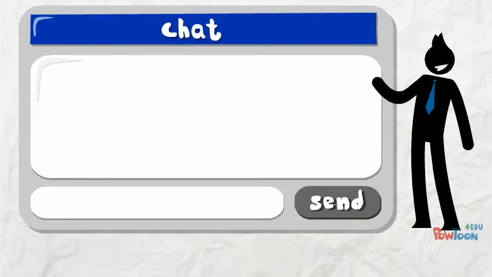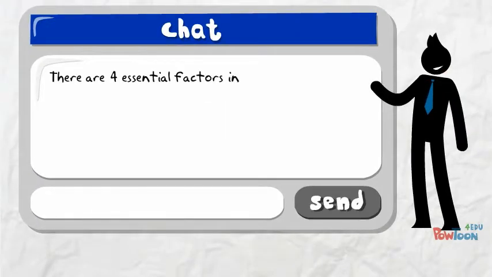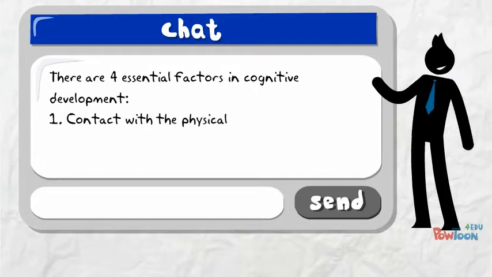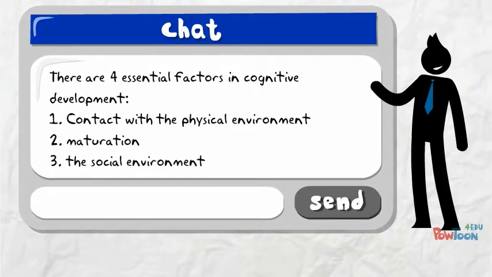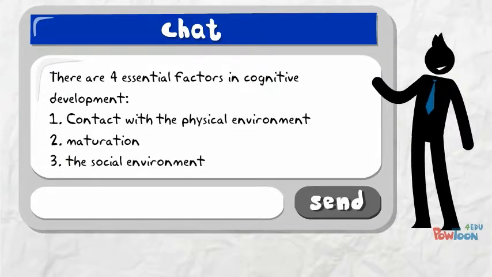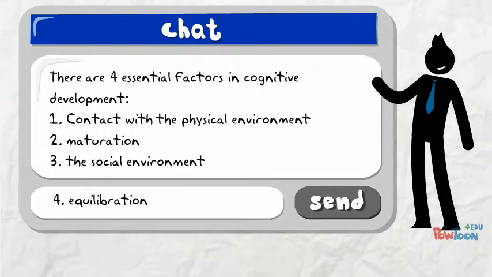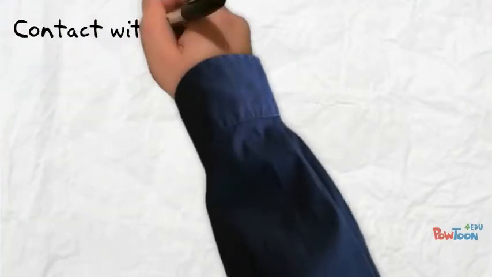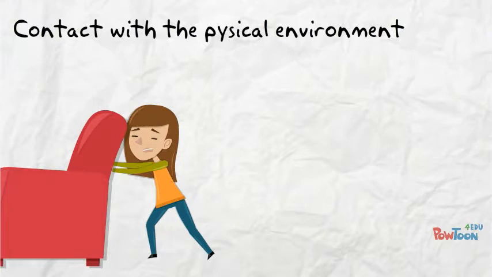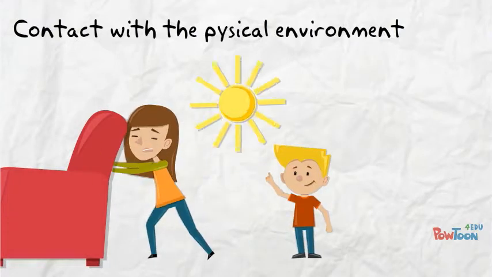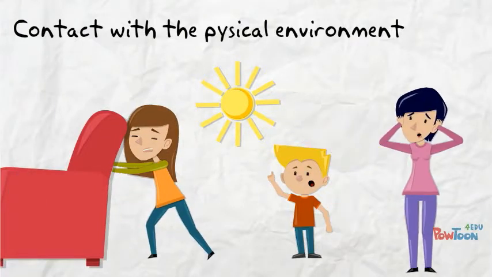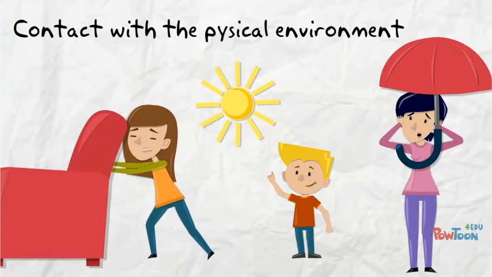Piaget discussed 4 essential factors in cognitive development necessary to learn. Those 4 factors are contact with the physical environment, maturation, the social environment, and equilibration. Contact with the physical environment is essential because interactions between the individual and the world are the source of new knowledge. However, contact is not enough unless the individual can make use of the experience.